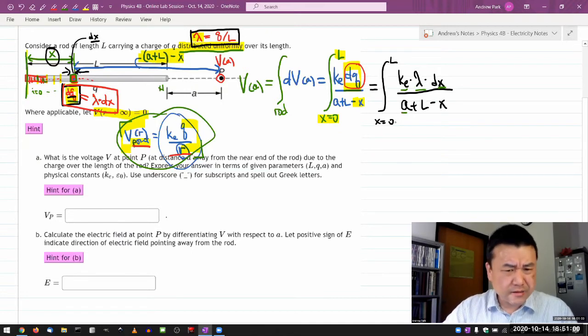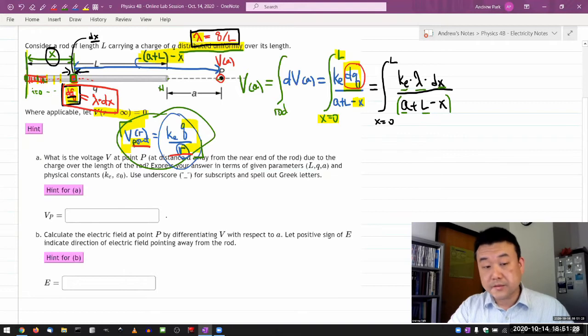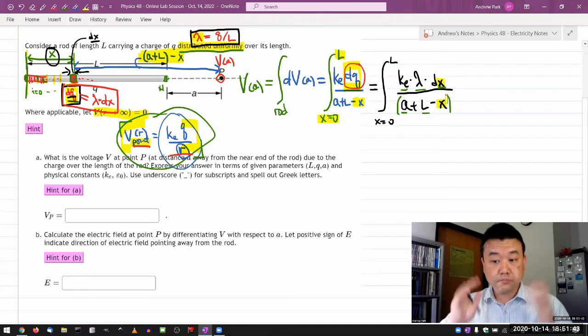A is a constant because I'm not changing this distance here. L is a constant because the overall length of the rod isn't changing. And it goes to this overall combined expression, because a plus L minus x is supposed to represent the distance. At x equals 0 for this piece here, you are at the distance a plus L. For this piece here, at x equals L, you are at the distance a. So the expression in the denominator looks right. The only variable is this coordinate variable. So this is the integral that's been properly set up.